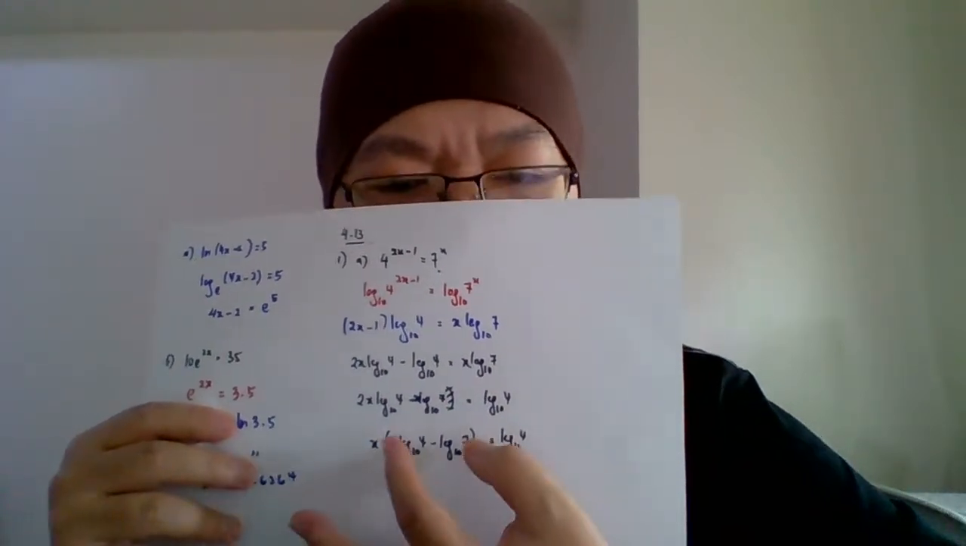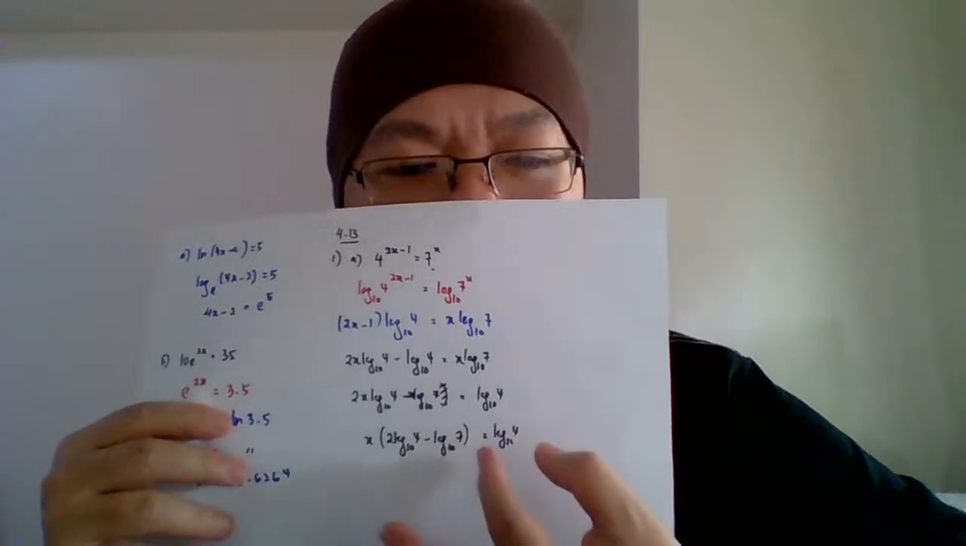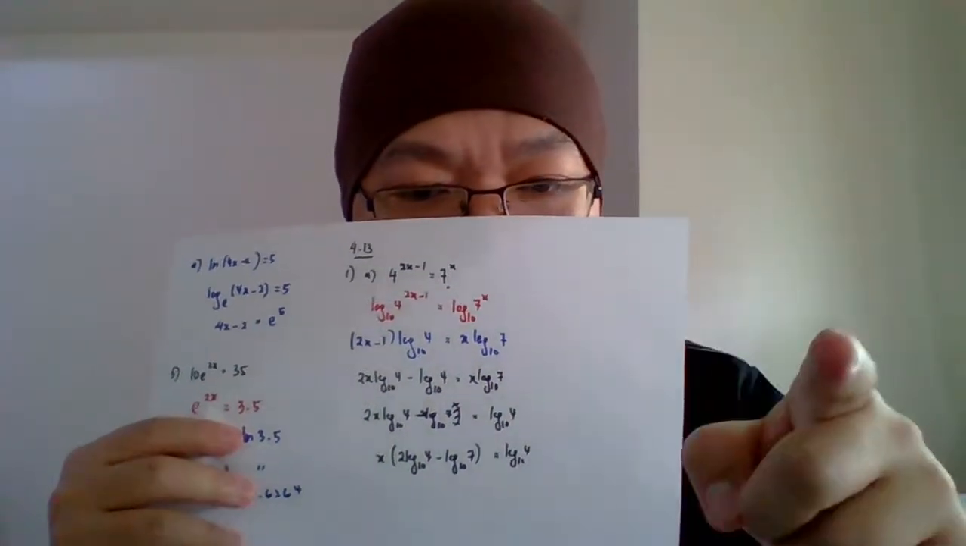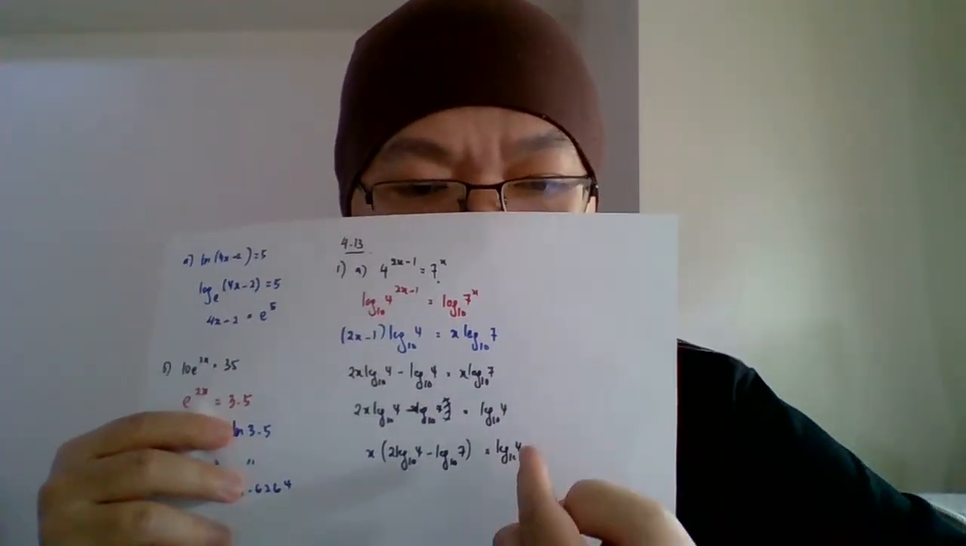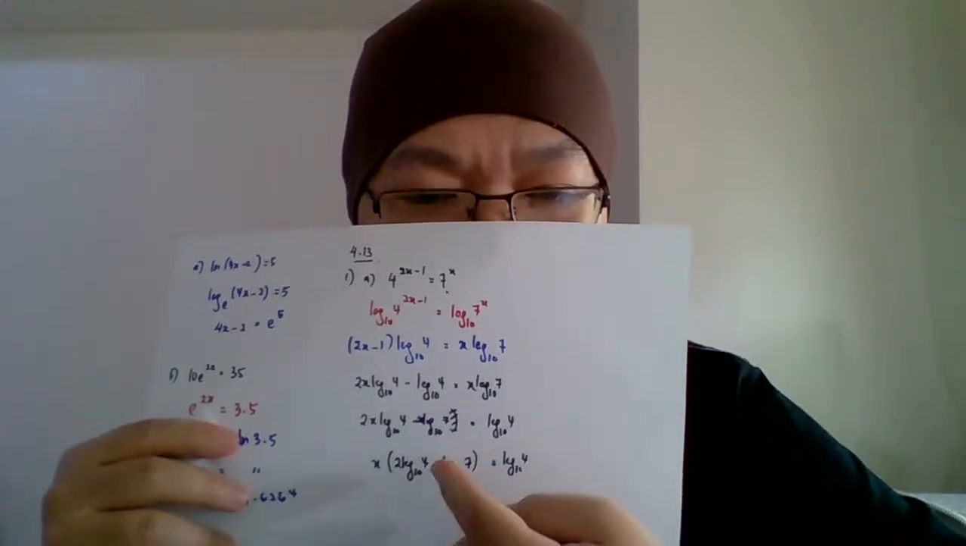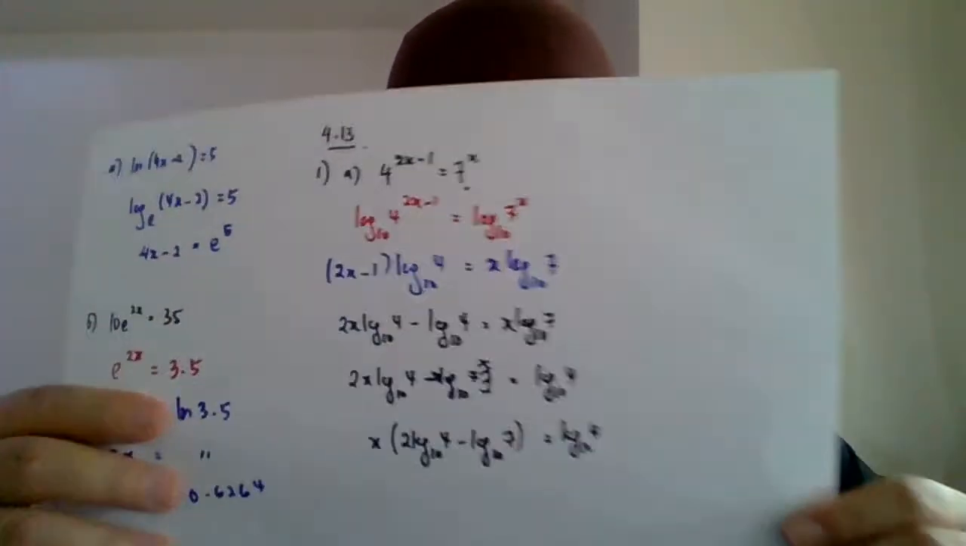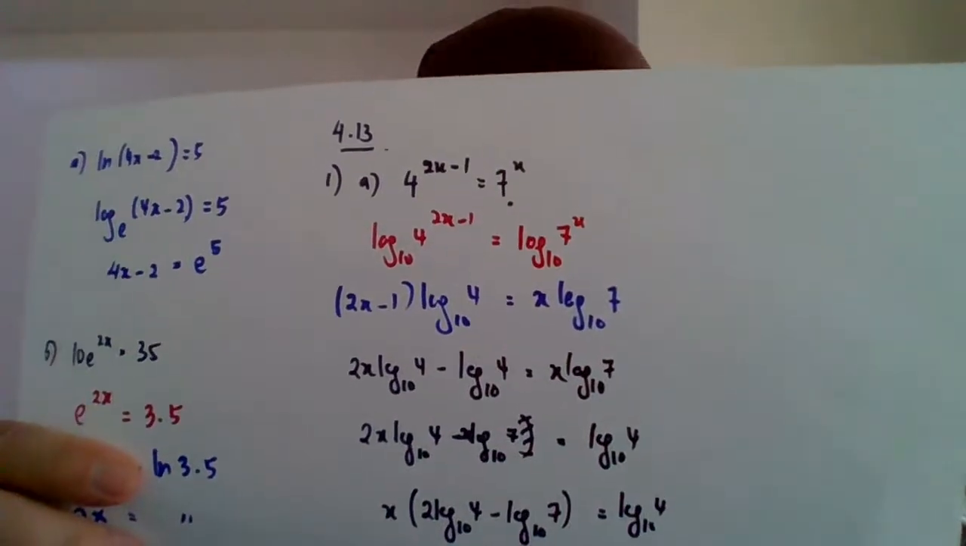Now I want to find x. So the whole bracket, I put it on the right side, it becomes division. So x equals log 10 of 4 divided by the whole bracket. Now, someone please calculate for me what is the final answer for x.